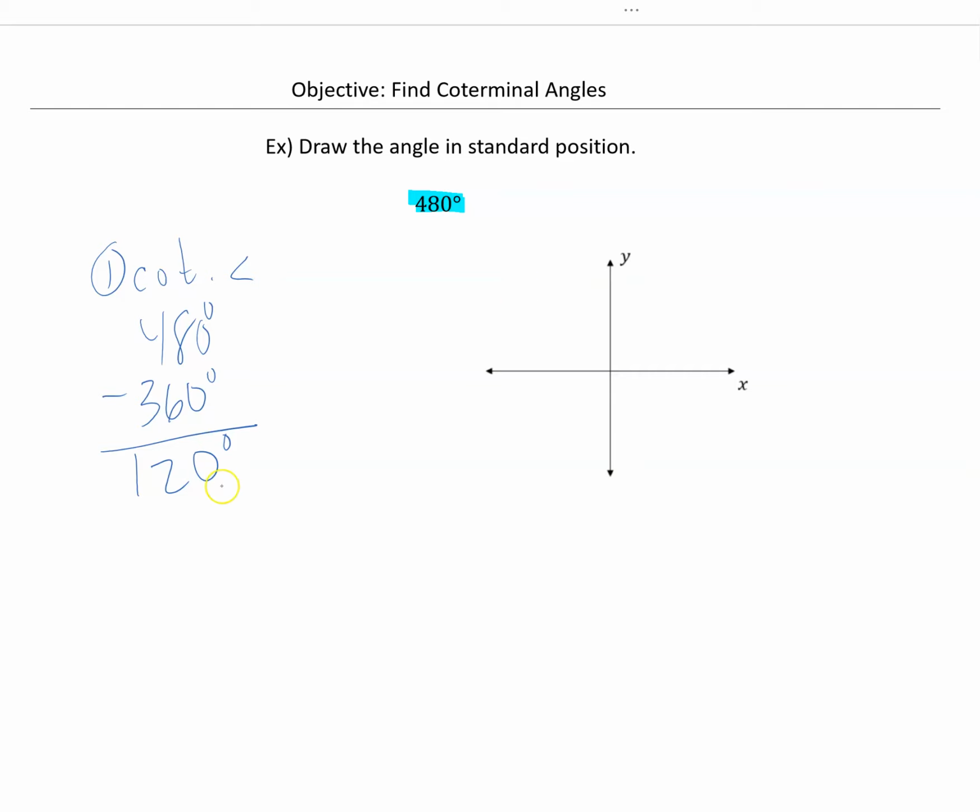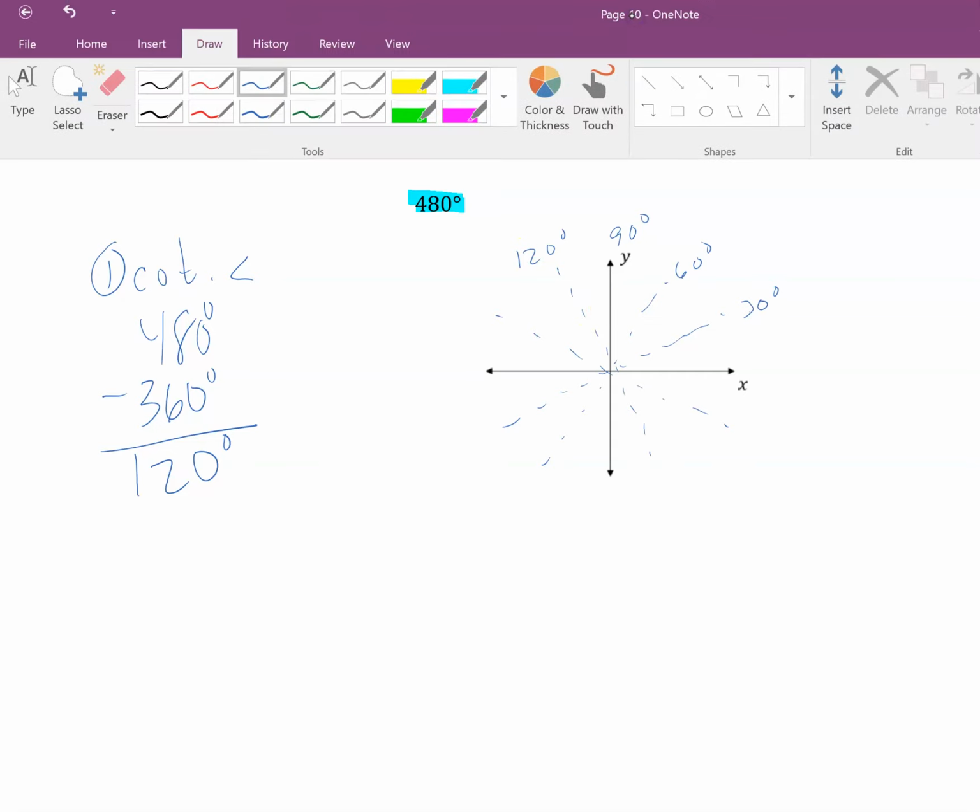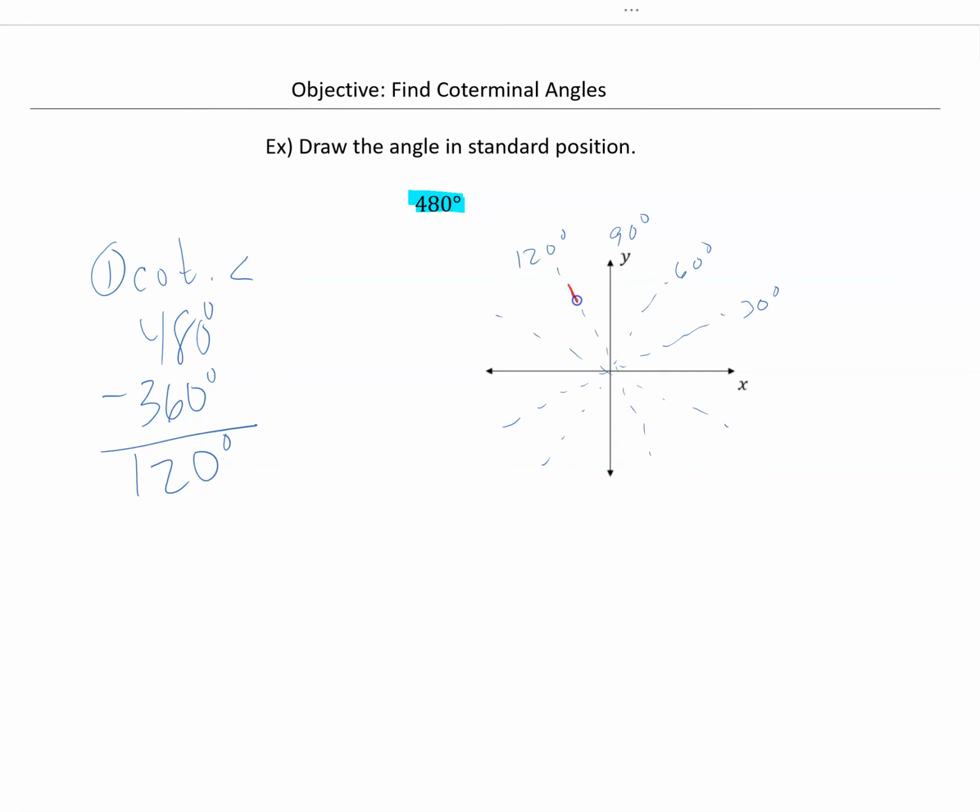And so I know 120 is in my second quadrant, but if you're not sure, you can of course do all of your guidelines. So this would be our 30 degrees. So we have 30, this would be 60, this would be 90, so here's our 120. So here's where our angle is going to terminate. It's right here. And of course we have to draw a ray for its initial side.